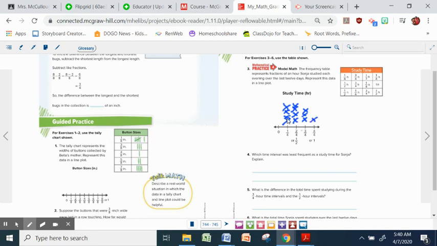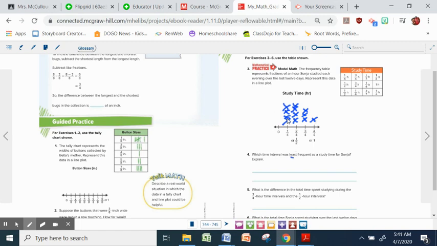So here's my line plot. I already plotted this whole information in, so now it's easier to move forward. The question down here says, which time interval was least frequent as the study time for Sonja? Least frequent meaning, which time interval did she study less? I'm going to look at my line plot, which has the least amount of x's. I can see that it is this, because there's only 1 x. So this is the least frequent. Let's just say on one Saturday in the span of 2 weeks, that was the only time that she studied for an hour.